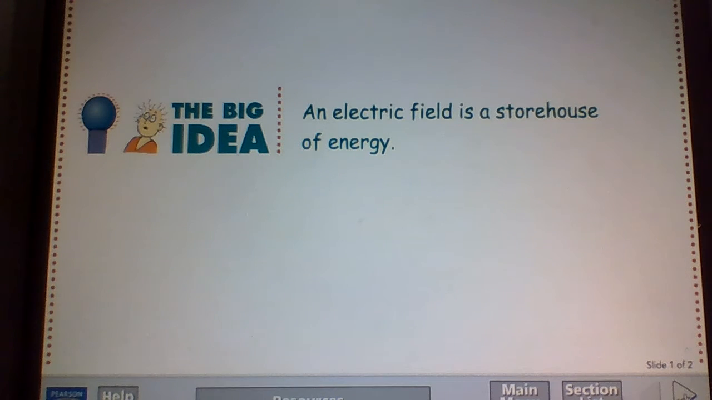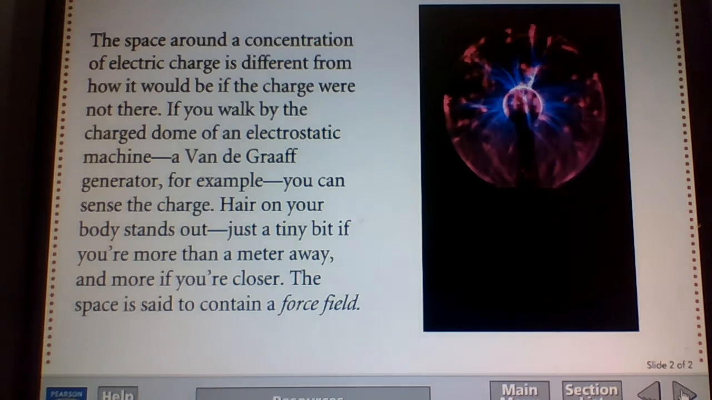But chapter 33 has to deal with electric fields and what we call electric potential. And essentially, electric potential, what we're going to find out, is the voltage that we're dealing with. And electric fields are kind of like a gravitational field. It is just a point in space where an electrical charge is applying some kind of force field around it. And so, anytime you have an electric field, it is a storehouse of energy.